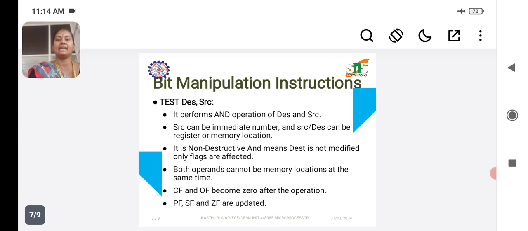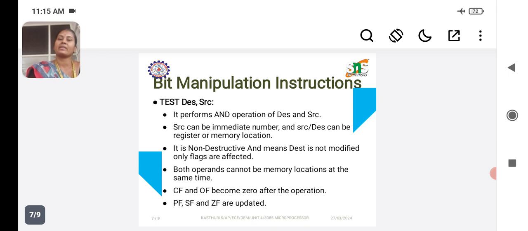If it is in a register, we have to mention the name of the register, because every register location has a different name. It is non-destructive, which means the destination is not modified, only flags are affected. It doesn't give any output, it only modifies the flag register content. The carry flag and auxiliary carry flag become 0 after the operation. The parity flag, sign flag and zero flag are updated here.